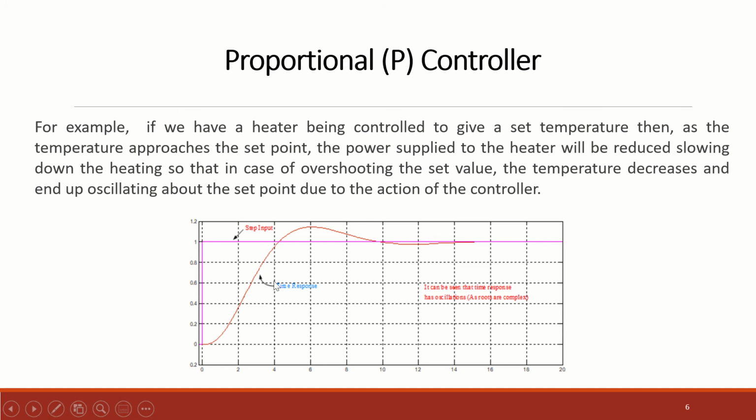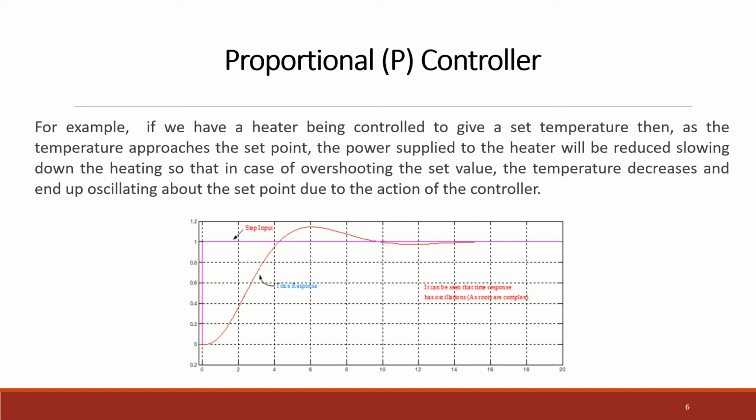For example, if we have a heater being controlled to give a set temperature, shown as the pink line in the graph, as the temperature approaches the set point, the power supplied to the heater will be reduced, slowing down the heating process, so that in case of overshooting the set value, as seen in here, the temperature decreases and ends up oscillating about the set point due to the action of the controller.